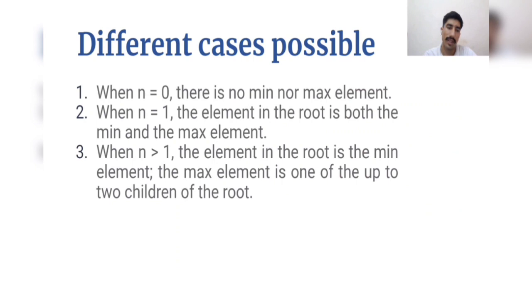So there are multiple cases possible. If the tree is empty, then there is no min or max level element. And if there is only one element present, then the min and the max element are the same element. And if the number of nodes is greater than one, then the element in the root is the minimum element, and the max element is one of the up to two children of the root.